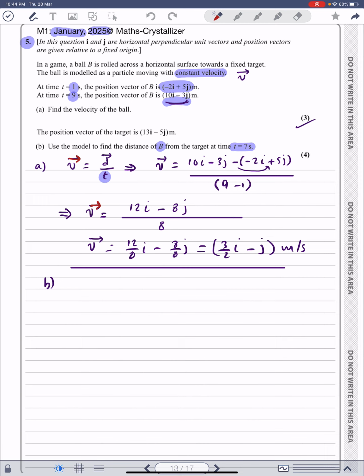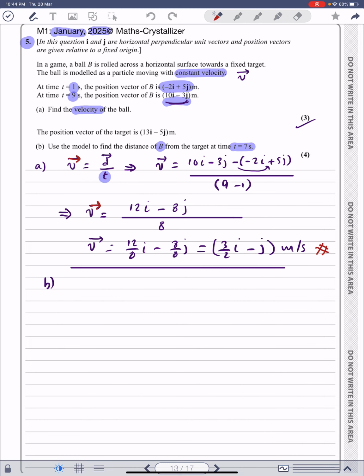There is a mistake here before you proceed. Many students, according to statistics, when they see find the velocity, think of the magnitude, the speed. So they find the magnitude of the velocity. The question wants the velocity, so we find the velocity as a vector. As a vector. Finished.